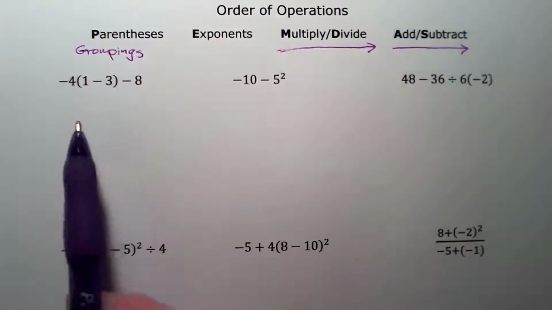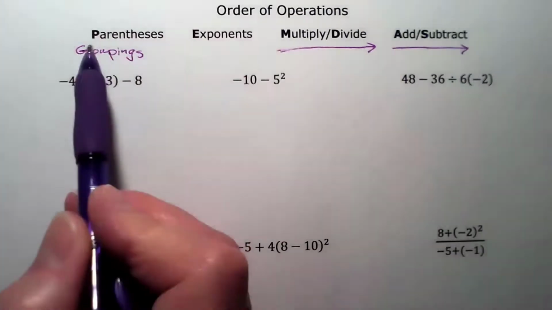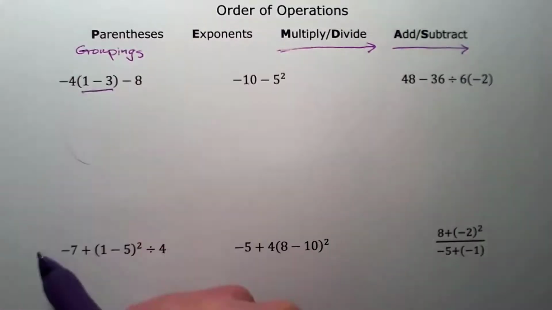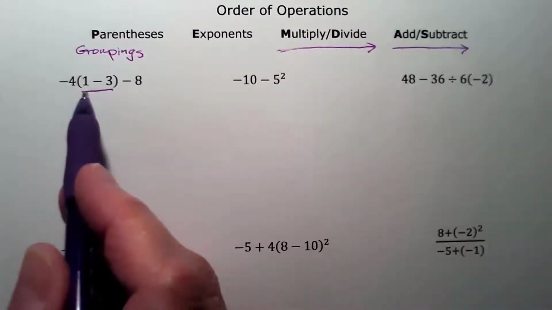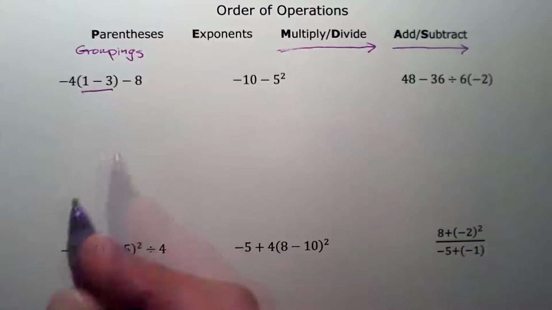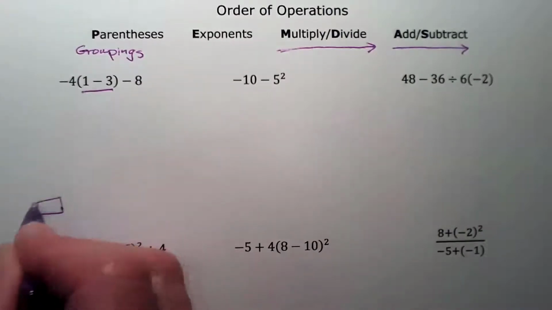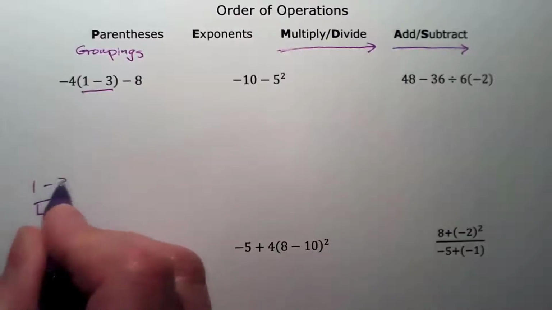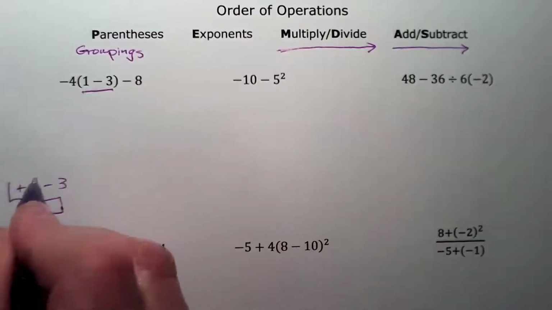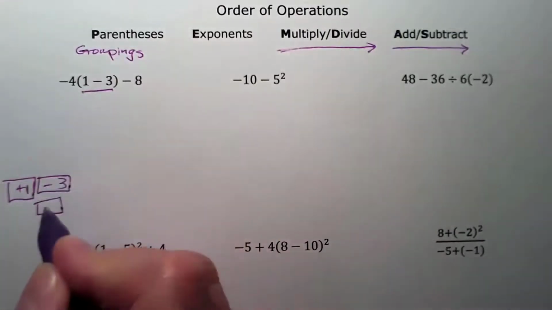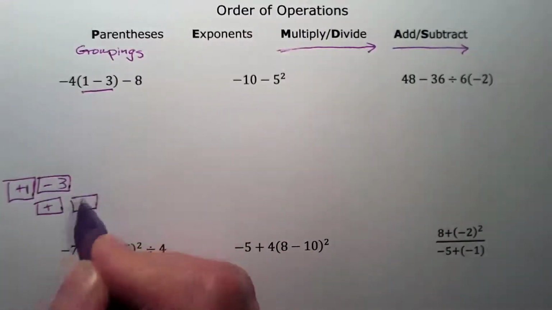So when I'm looking at this first problem, first thing I want to do is see, are there any parentheses? Yep, right here. 1 minus 3. So I need to solve that and then move on from there. So if I'm going to do 1 minus 3, I'm going to use the box method. That I have 1, which is a positive 1, and I have a negative 3. So I have a positive box and I have a negative box.